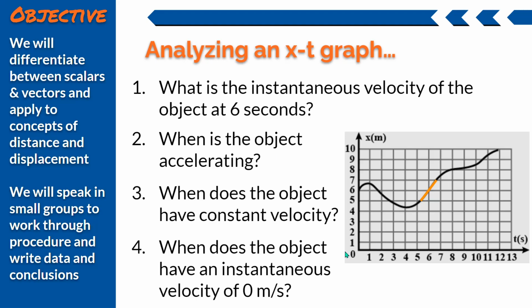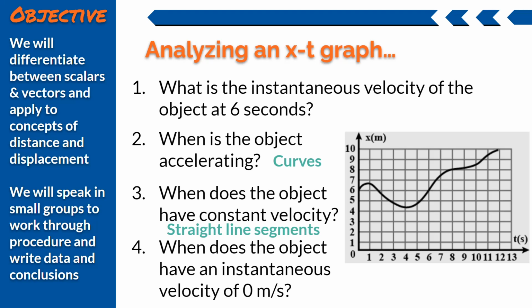Okay, when is this object accelerating? Anytime this graph curves. If you see a curve, there's acceleration happening. Okay, when does the object have constant velocity? Anytime that this graph has a straight line segment. There aren't very many of them in there. I highlighted one a second ago.